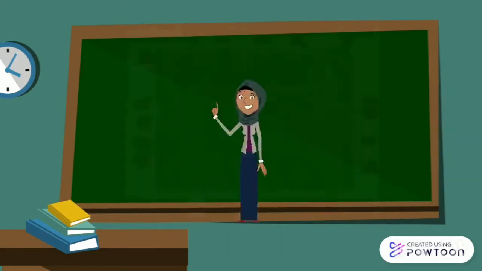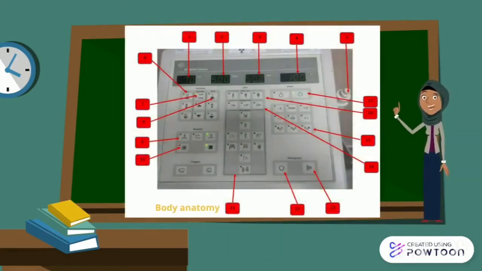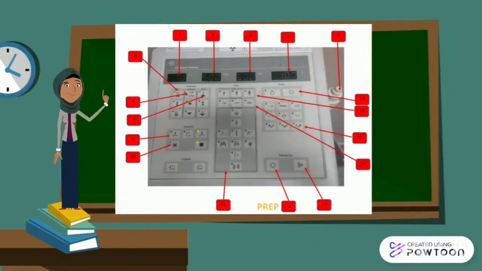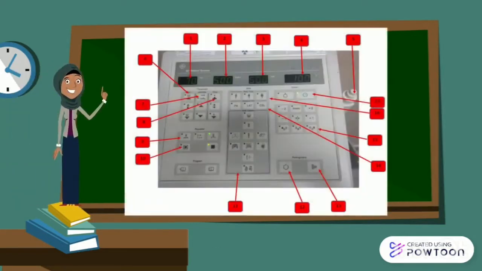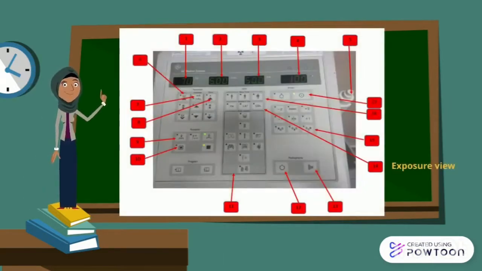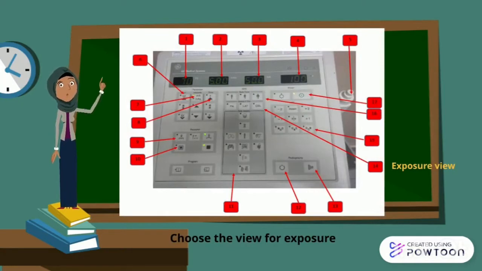The 11th label is body anatomy. It selects the part to be exposed. The 12th label is PREP. It prepares for exposure. The 13th label is the exposure button. It completes the exposure. The 14th label is the exposure view. It chooses the view for exposure.